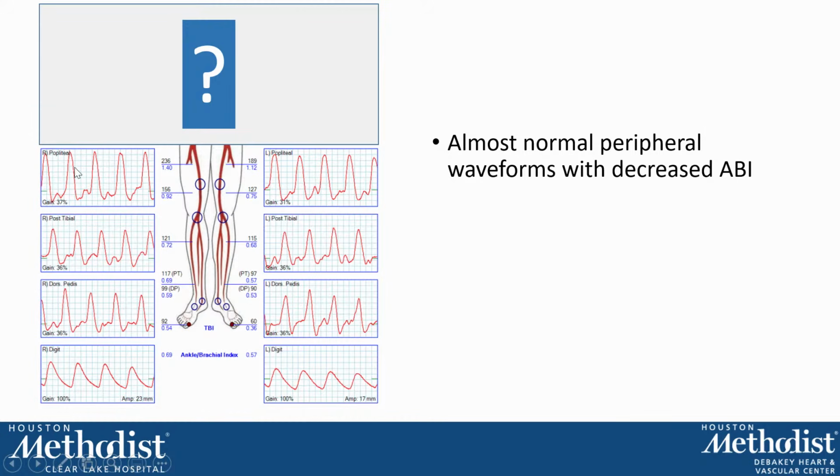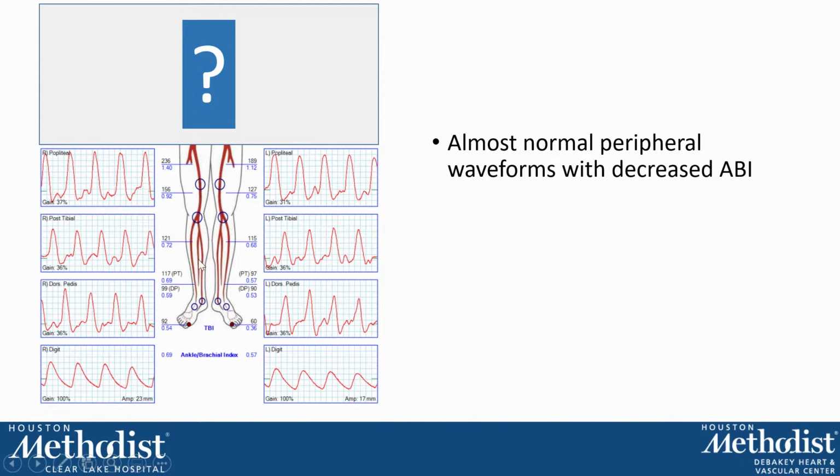Here, we look at the peripheral waveforms. Superficial femoral, popliteal, and tibial vessels. Waveforms are triphasic. So you say, okay, great, there's not a lot of disease in these vessels, okay? These vessels, I can say, they are normal.